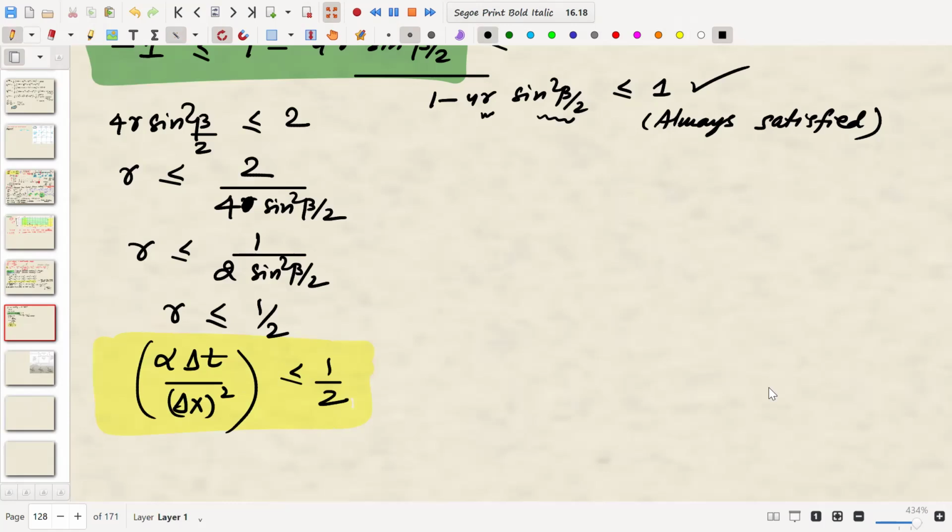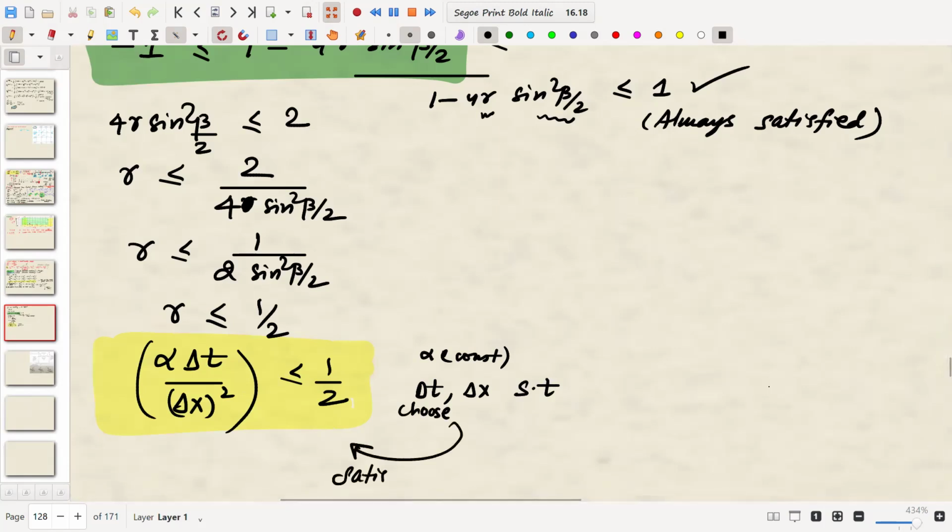Now you can see that your method depends on alpha, which is constant already. So in your FTCS scheme, forward time central scheme, you have to choose delta x and delta t such that this is satisfied. If it doesn't satisfy, your solution will never converge.